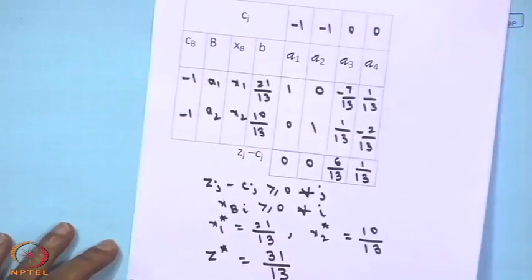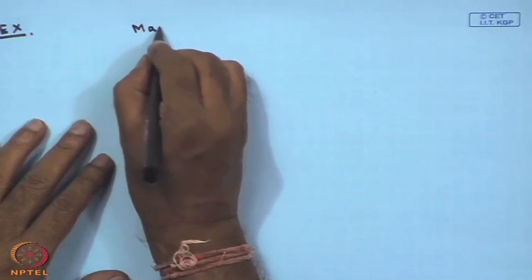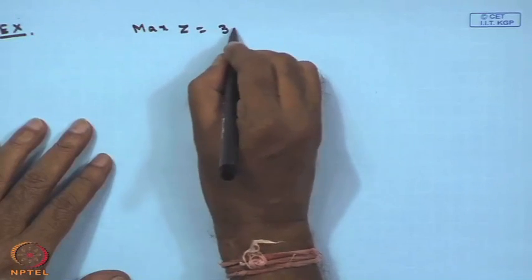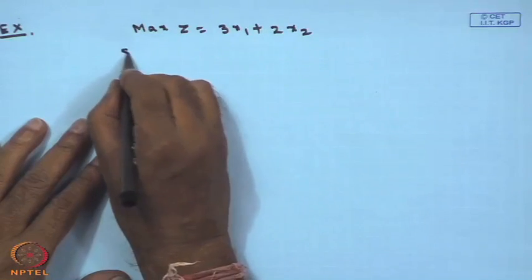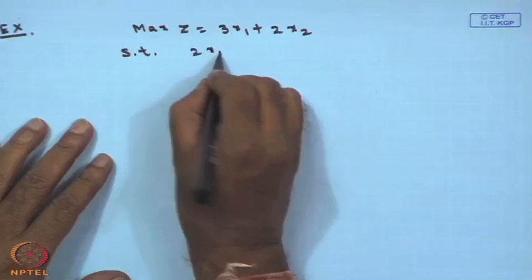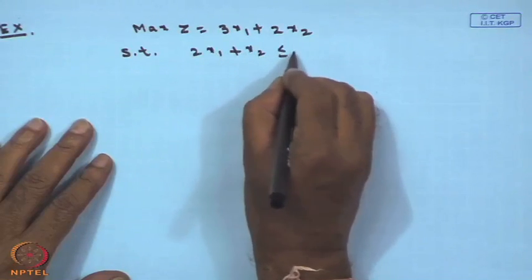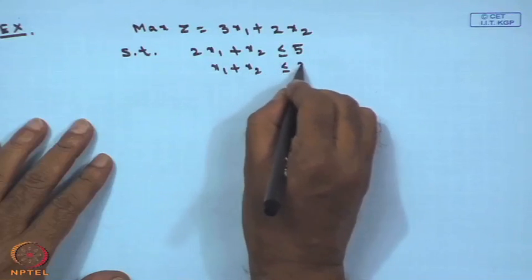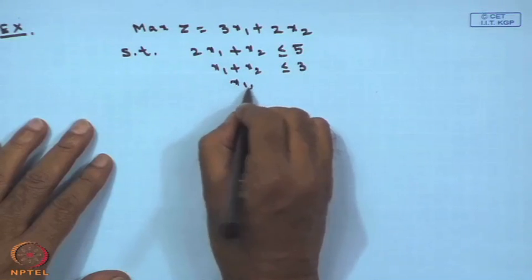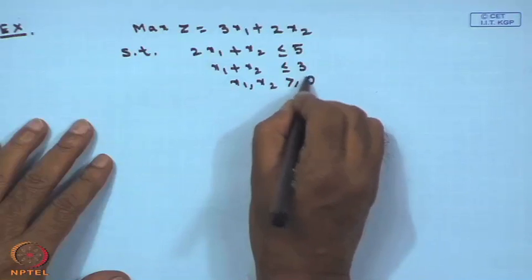Now, let us take the other example, where zj minus cj is not satisfying the greater than or equal to condition. Maximize Z equals 3x1 plus 2x2, subject to 2x1 plus x2 less than or equal to 5, x1 plus x2 less than or equal to 3, and x1, x2 greater than or equal to 0.